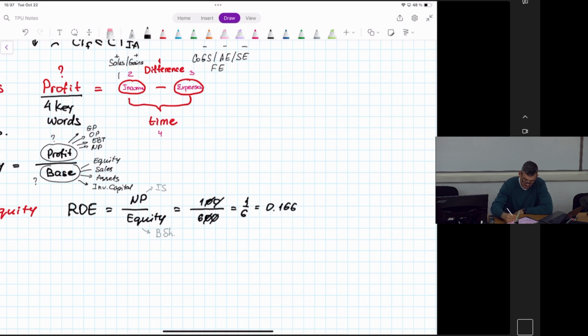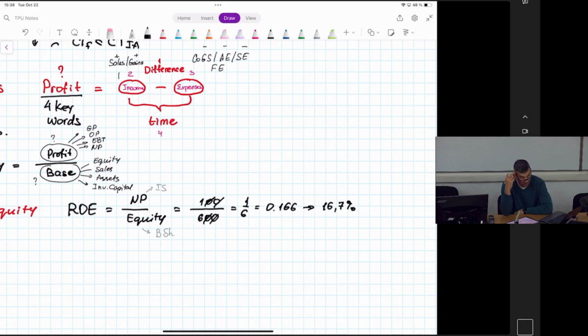So let us transfer it into a percentage number. It will be 16.7%. So let's multiply it by 100. This will give us the percentage. Okay, so we say that return on equity for our company is 16.7%.